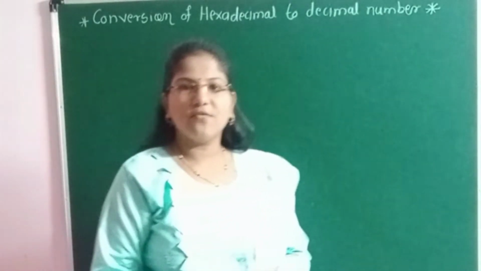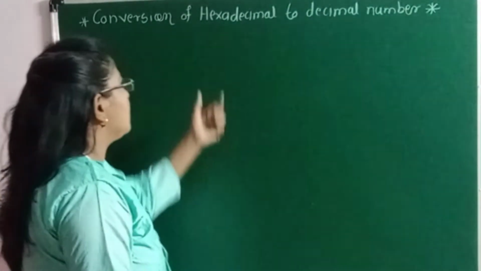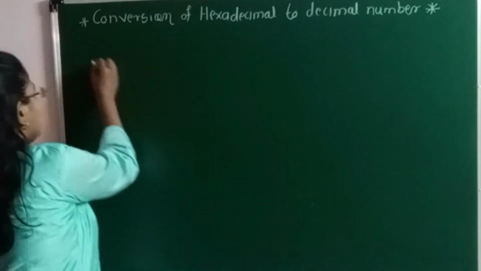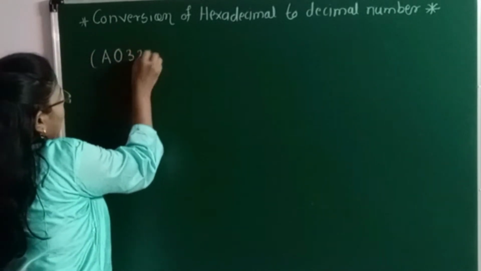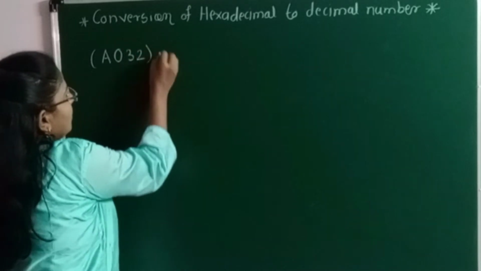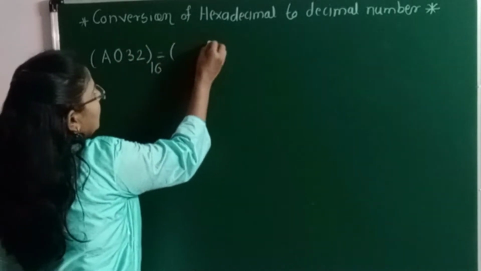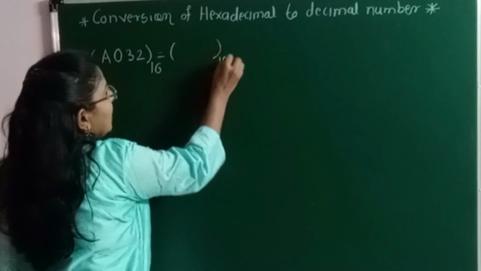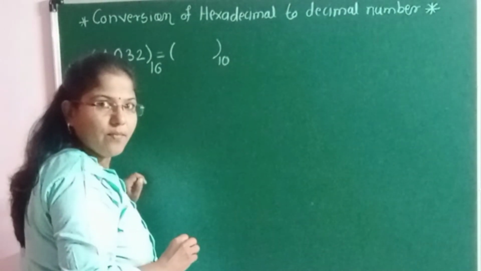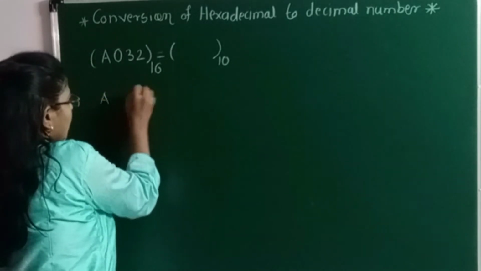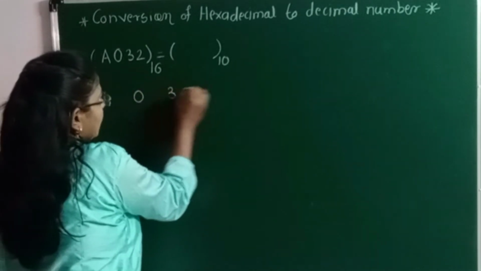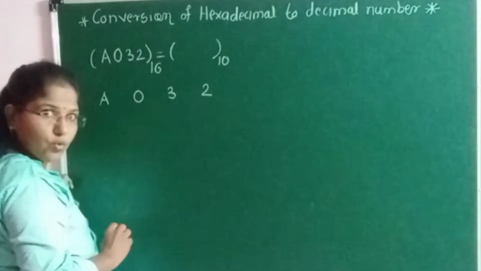And now let me start with the first example. Suppose the given hexadecimal number is A032. So this is the hexadecimal number. Now I want to convert this number into its equivalent decimal number. So first I will write all the digits in the given number: A, 0, next 3 and then 2.